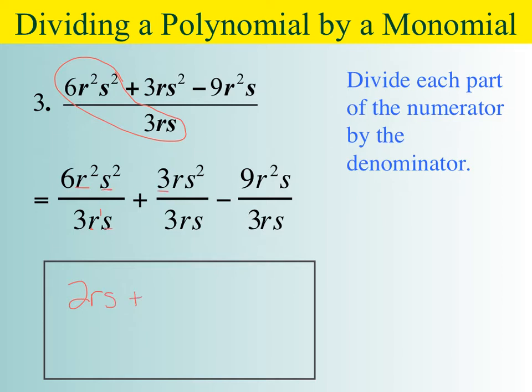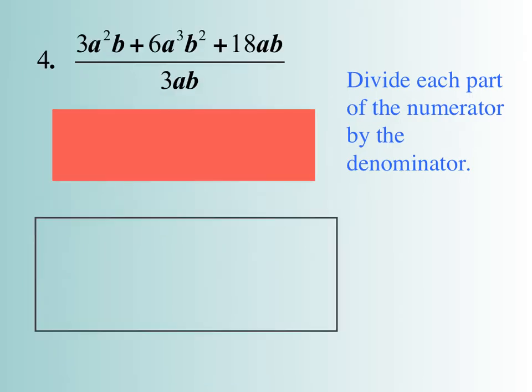Your second group, you've got 3 divided by 3, which is 1. r over r would go away, that cancels, and then s squared minus s to the first is s. And your last group, 9 divided by 3, is 3, and there is a minus sign, so we're going to bring that down. r squared over r would be r, and then s over s cancels, so that would be your final answer since there's nothing left to simplify because you don't have any like terms here.